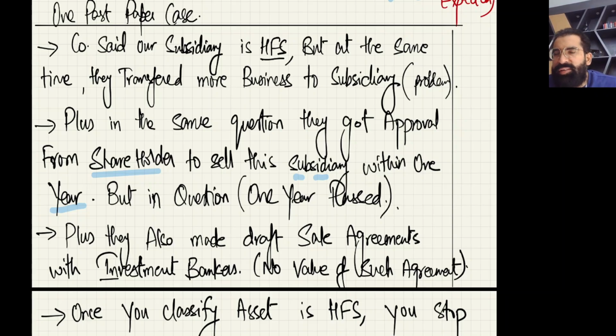Now, if you haven't sold it within 12 months, you need to take a reapproval, but you have not taken any reapproval. So now it's not held for sale. After 12 months, it's not held for sale. You need to take one more approval.